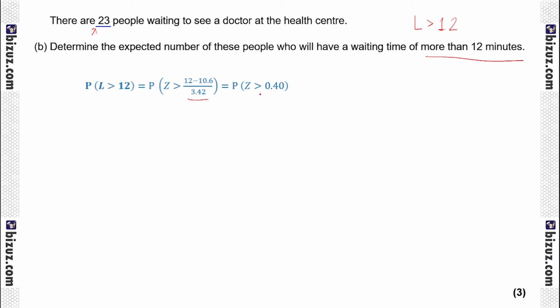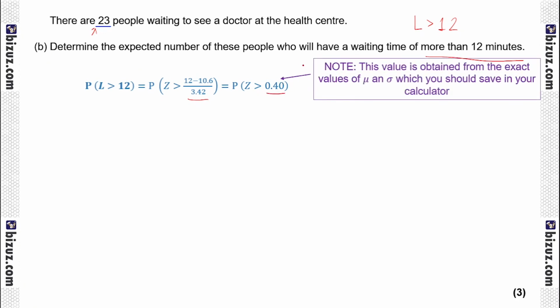We know them, so we're going to get a numerical value here. Now this is what I just said a while ago, that we should be using the exact values of mu and sigma. If we do that, we get 0.4. P(Z > 0.4) is the same thing as 1 - P(Z < 0.4).